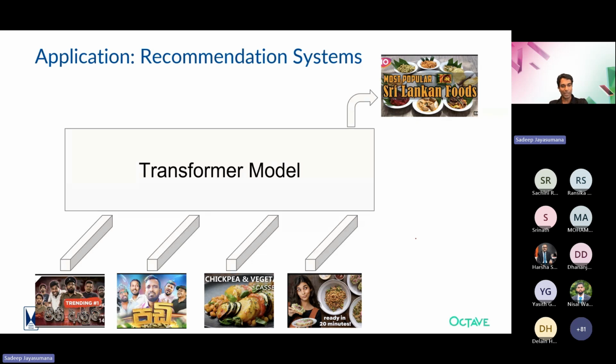But as a hypothetical example, let's say I watch a lot of Sri Lankan videos and also food related videos, recipes sort of thing. Then the transformer model will know that I'm Sri Lankan and it will also know that I'm interested in food, and maybe it will predict a Sri Lankan recipe, right? In order to do this, the transformer model has to understand various things, that I'm Sri Lankan and I'm interested in food and all that.